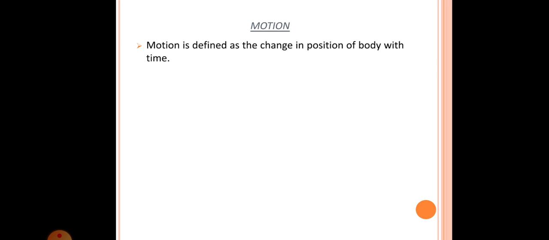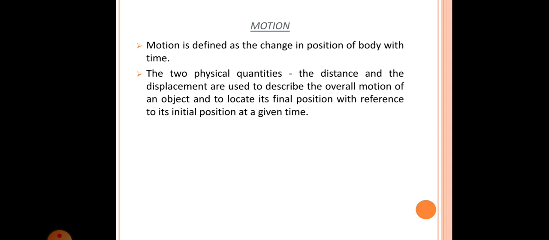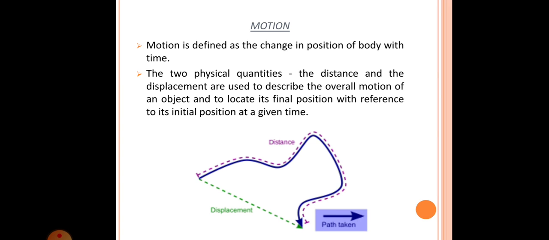And if the position of the object does not change with time, we can say that the object is at rest. Now the two physical quantities, distance and displacement, are used to describe the overall motion of an object and to locate its final position with reference to its initial position at a given time. So if we want to describe motion, we need two physical quantities, and those two physical quantities are distance and displacement. What distance and displacement are, we will discuss in detail.